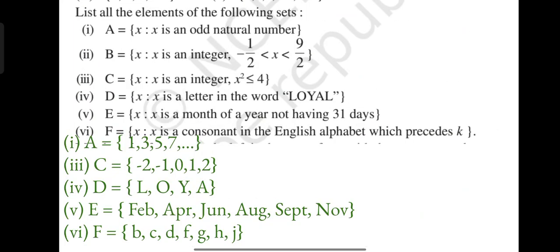Okay, and the next one is the set of all months in a year not having 31 days. What are the months in a year not having 31 days? When we look at the calendar, we can simply understand and write those which do not have 31 days.